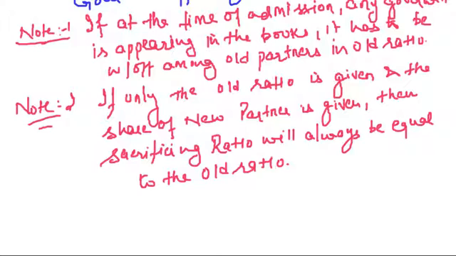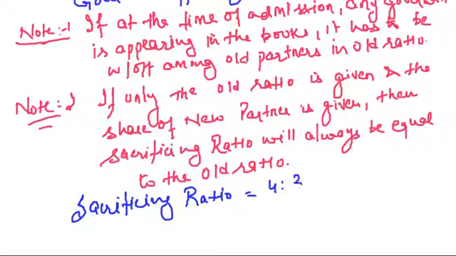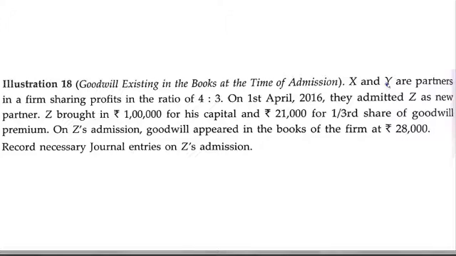You must go through those lectures when we discussed the sacrificing ratio. Make a note here that if only the old ratio is given and the share of the new partner is given, then the sacrificing ratio will always be equal to the old ratio. In this case, what will be the sacrificing ratio? In this case, the sacrificing ratio will be the old ratio, that is 4:3. Now, after these two notes, the question becomes very simple.